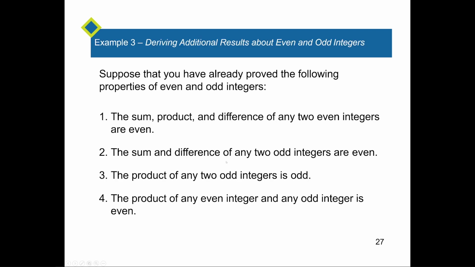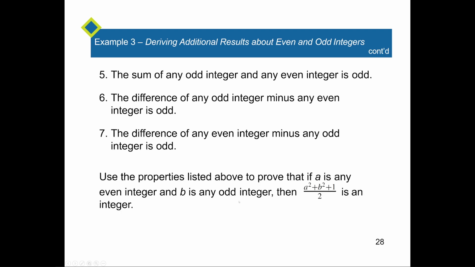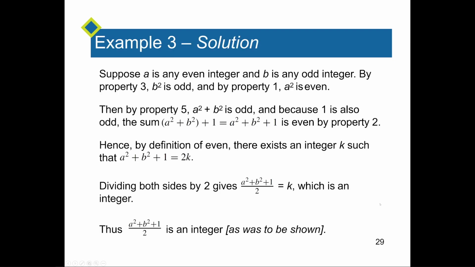So by playing around with these rational numbers, we get all these results here. Starting with number 1, the sum, product, and difference of any two even integers are even. We could do the same thing for the odd, the product of even integers. We could do it for the sum. So we have all these here, and all of these can be proven directly or indirectly, but we'll stick to direct proofs in this section. So this is an example for your reading.